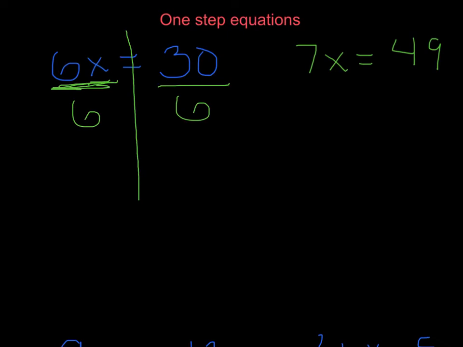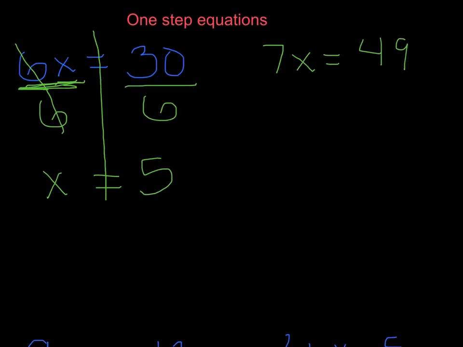So 6 divided by 6 is 1, or it cancels out. I drop down the x. X is equal to 30 divided by 6, which is 5. Okay, and I have another example. Let's try another one. I feel like the more examples, the better.